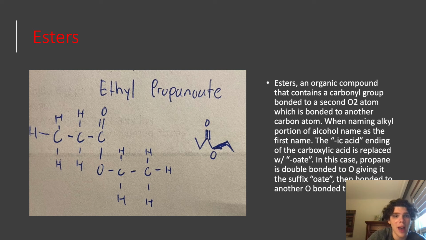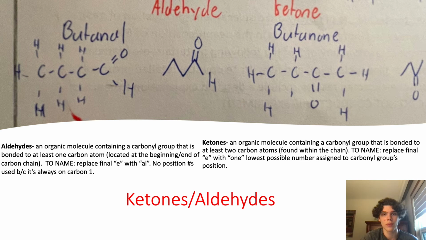So here we have ethyl propanoate. So we know that ethyl has 2 carbons and then is bonded to an O. And then we know that propane, which is 3, is double bonded to the O, so that's why it gets the -oate. So moving on to ketones and aldehydes.